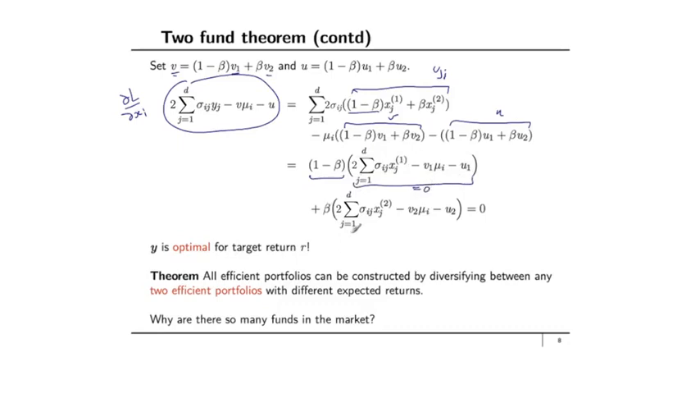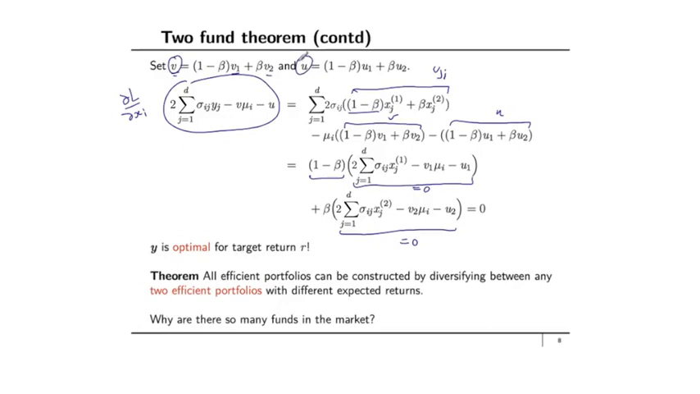Similarly, if you collect terms for beta, you'll get terms that correspond to x2. But x2 was optimal, so therefore this must be equal to 0. 1 minus beta times 0 plus beta times 0 gives you 0. So I have constructed for you multipliers v and u such that all the gradient conditions hold. Therefore, y must be optimal for the target return R.